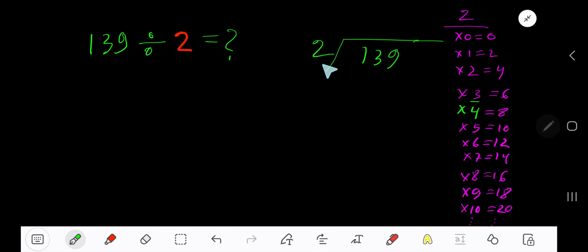139 divided by 2. Here 2 is a divisor, so we need the multiplication table of 2. 2 times 0 is 0, 2 times 1 is 2, 2 times 2 is 4, 2 times 3 is 6, 2 times 4 is 8. To find the multiplication table of 2, just add 2 to the previous step.